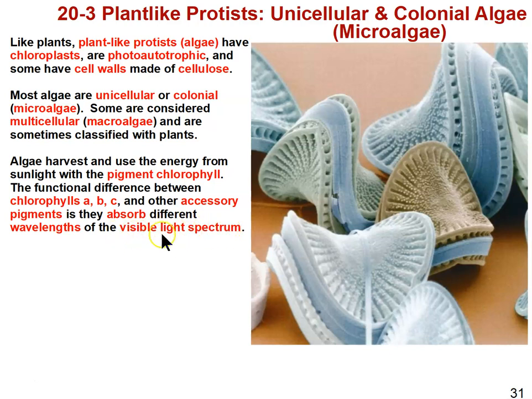So we're dealing here with just the visible spectrum, the visible light spectrum. The wavelengths that algae and photosynthetic organisms absorb are from the visible spectrum. In other words, the different colors that you can see. And you may be familiar with Roy G. Biv. Red, orange, yellow, green, blue, indigo, and violet. Those are the colors of the visible spectrum. Roy G. Biv.